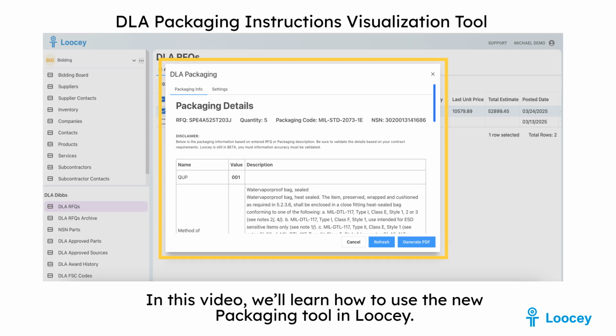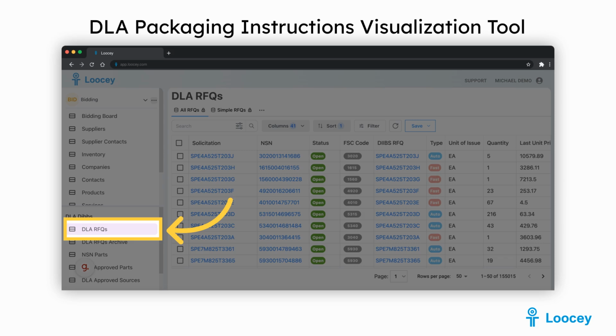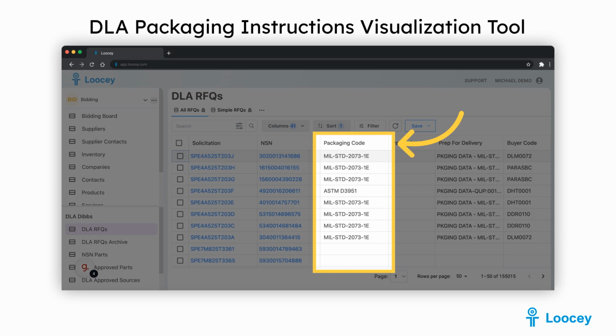In this video, we'll learn how to use the new packaging tool in Loocey. Go to DLA RFQs. Scroll to the right. Select an RFQ, ideally one that has military packaging. This is packaging code MIL-STD-20731E.